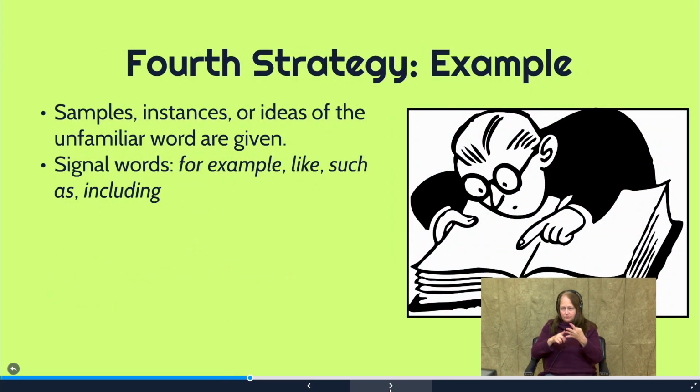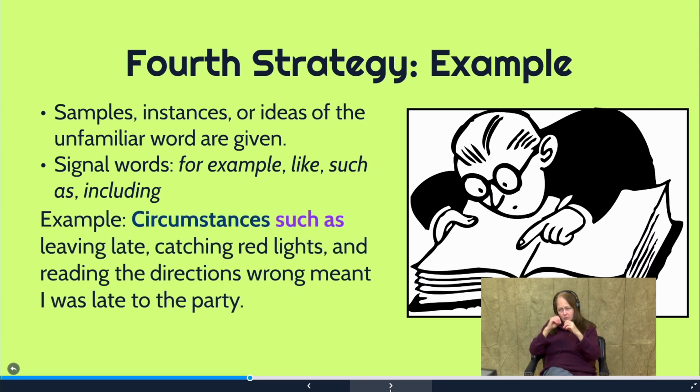The fourth strategy is an example. Samples, instances, or ideas of the unfamiliar word are given. Signal words might include "for example," "like," "such as," and "including." Now this is probably the one that I give the most of to my students, because it's easier for us to make a connection if you have that example given.